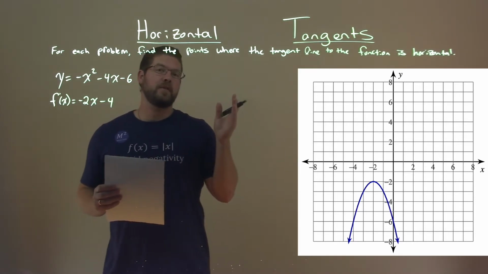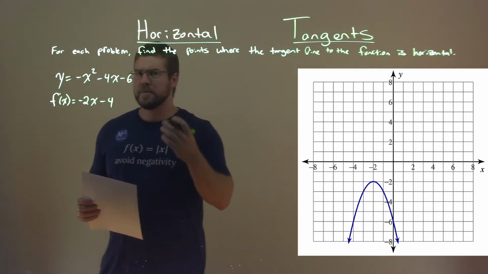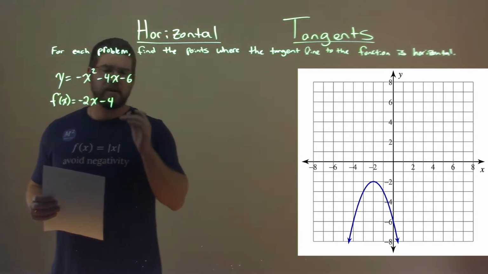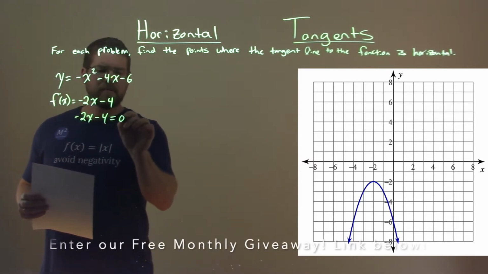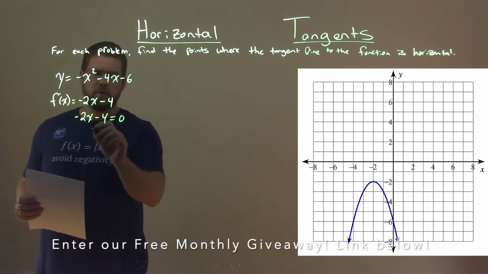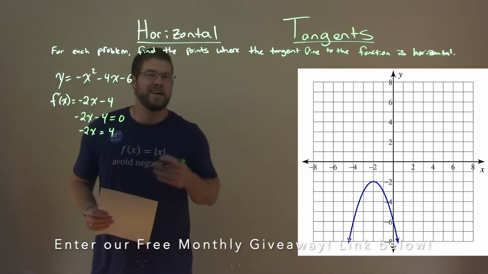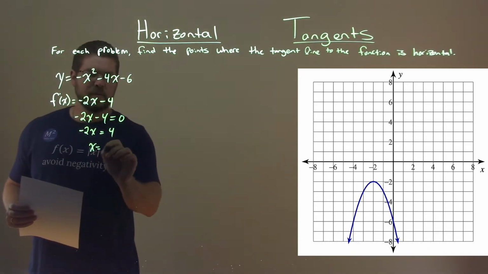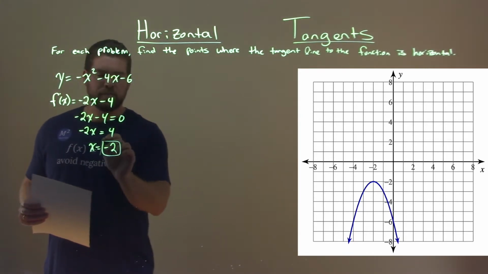We want to find where the function is horizontal, so we take this derivative and set it equal to 0 and solve for what x value comes out there. So we take negative 2x minus 4 and set it equal to 0. Now we're solving for x. Add a 4 to both sides, and negative 2x equals a positive 4. Divide both sides by a negative 2, and x equals 4 divided by negative 2, which is a negative 2 overall.